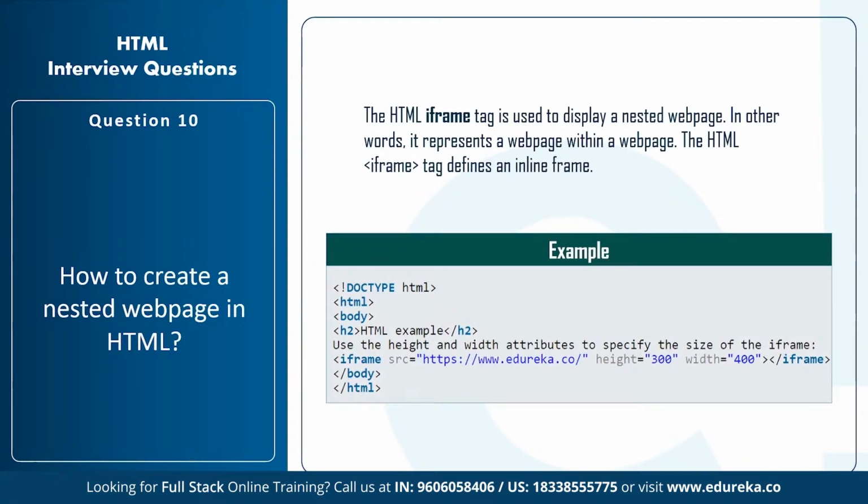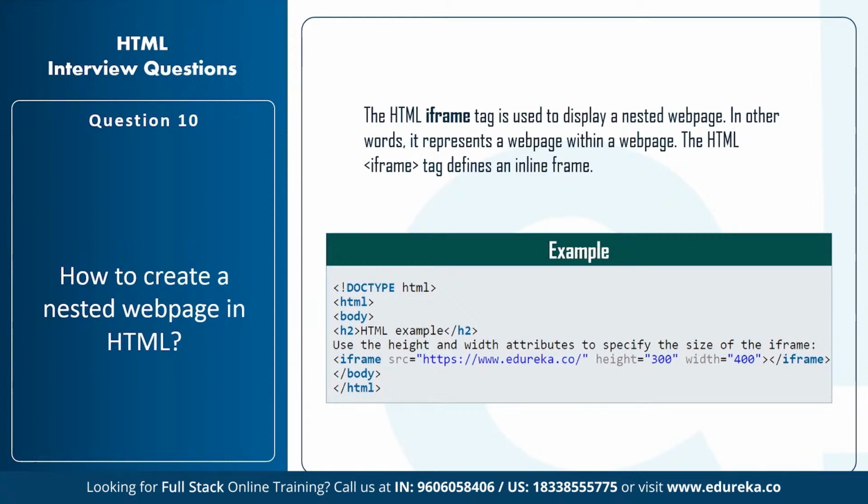So for that, we have the basic HTML and the body tag, and inside which we have an H2 tag where I have just written it to be HTML example. And now inside this, we have the iframe. Now what happens inside the iframe tag is we have a source code to another website. So here I have taken the example for the Edureka.co website. And I have given the height and width which will specify the size of the iframe.